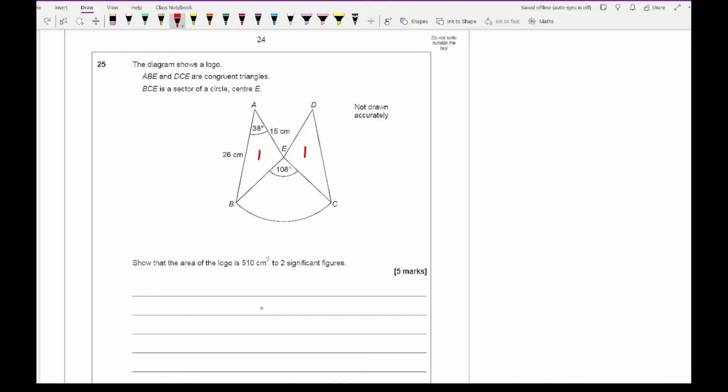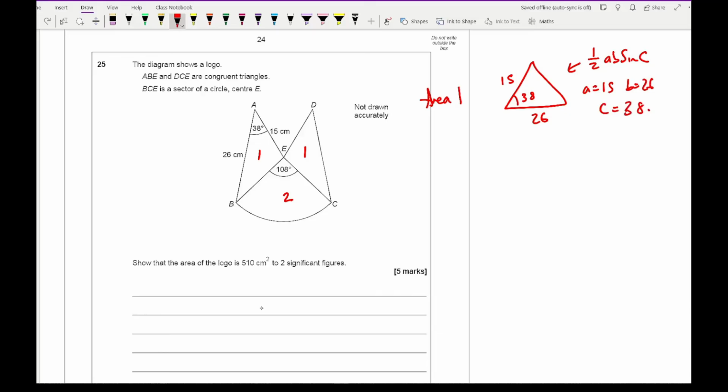So if I just label this 1 and 2. So the area of 1, and if I just draw that triangle out, here I've got 38, 15, 26. For this, because I don't know the height, I need to use half ab sine C. So a equals 15, b equals 26, and C equals 38. Substituting that in, I'm going to get 0.5 times 15 times 26 times sine 38. I type that into my calculator.